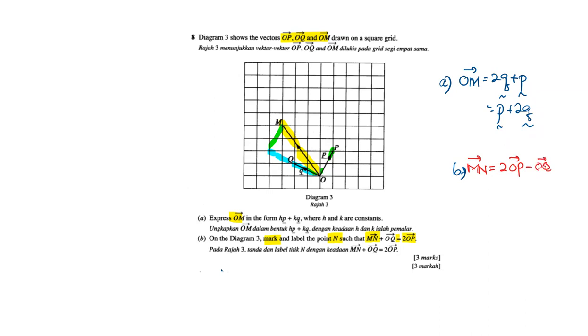Okay, MN is 2OP. That means here 2OP, here minus OQ. That means in the opposite direction. So move in this direction. So I will mark the coordinate N over here, like that. Yep, done. 3 marks.